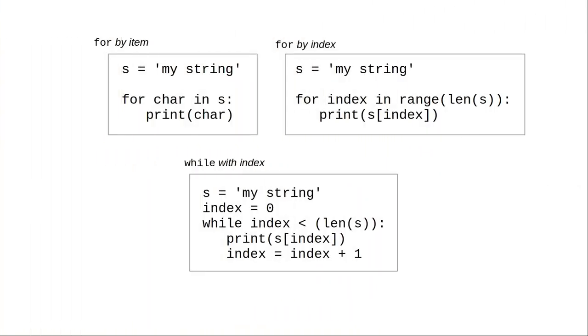And there are three different ways to traverse a string: with a for loop by item, with a for loop by index, and with a while loop.